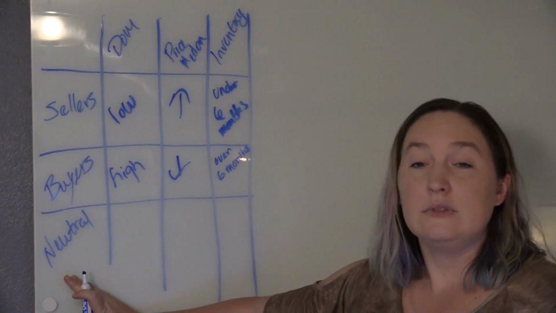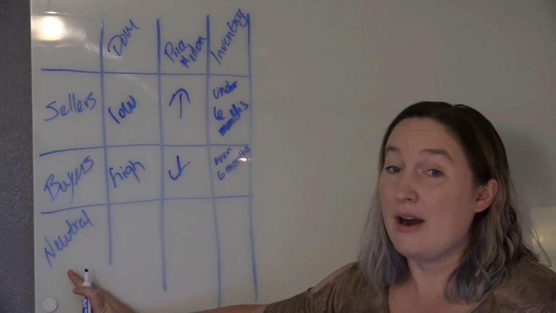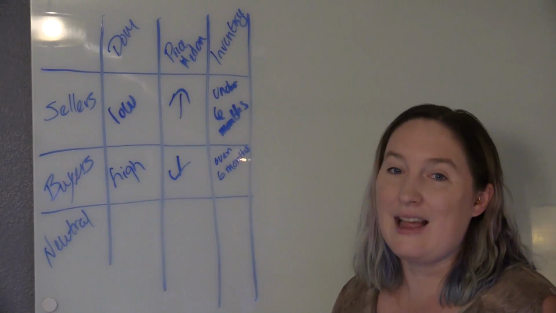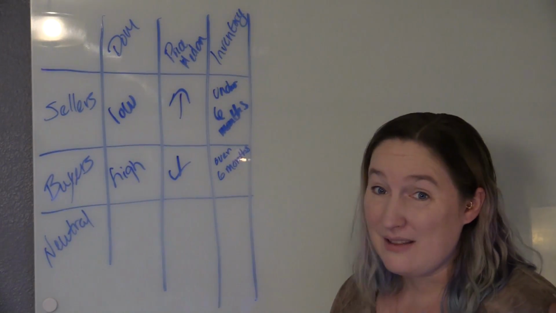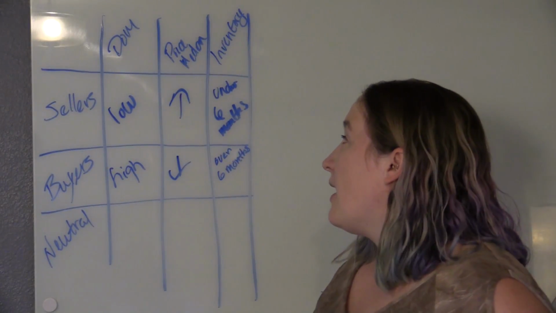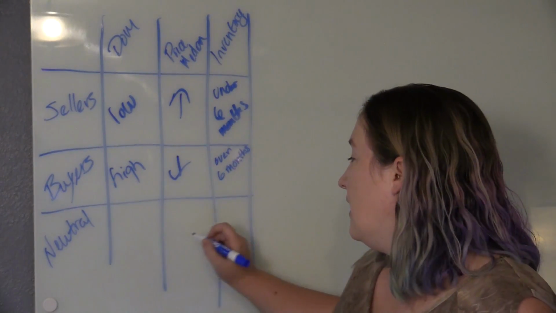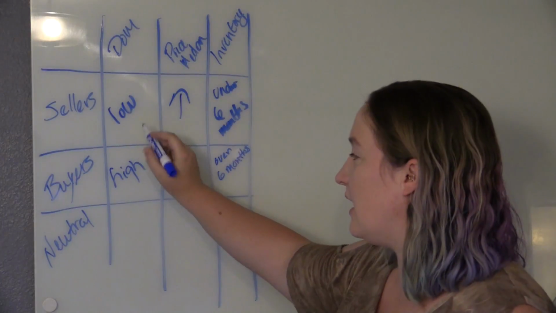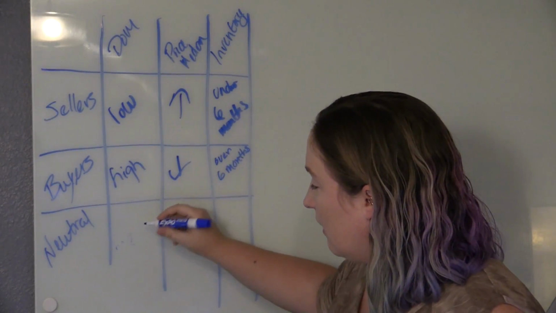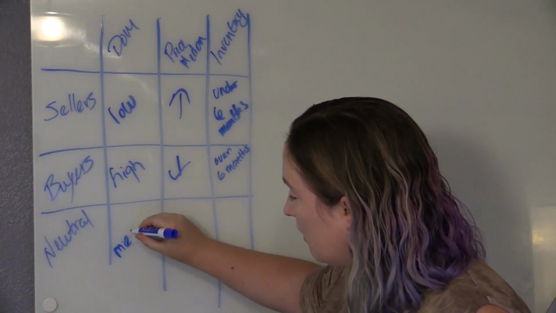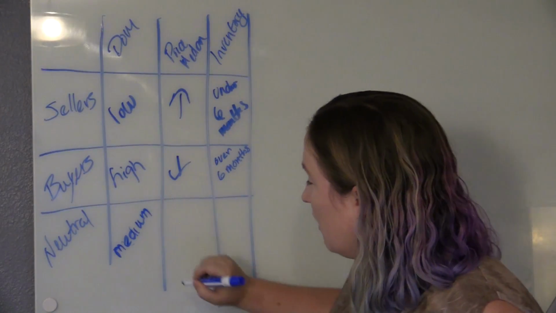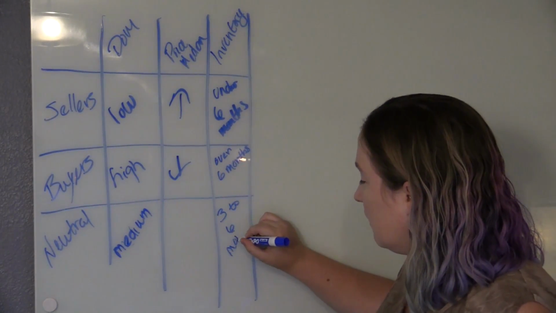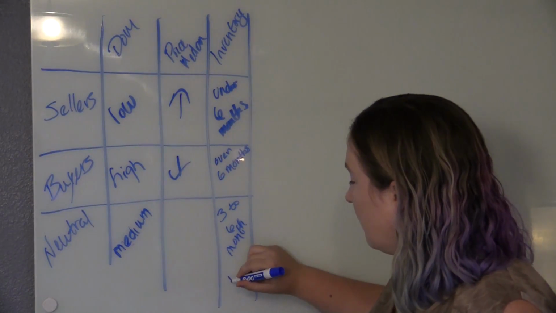Now, the last one that we need to cover is the neutral market. The neutral market has basically not existed for at least the last couple cycles, even up to the last couple of decades. For the neutral market, I guess we'll start with inventory right now, because the days on market is higher than here, but it's like medium. This is 3 to 6 months of inventory.